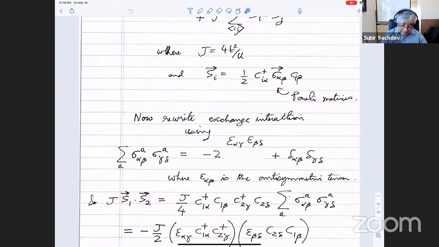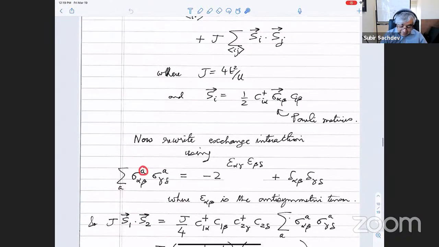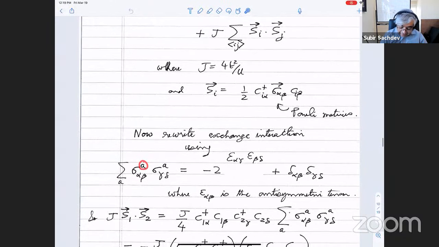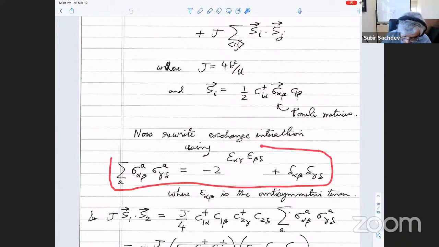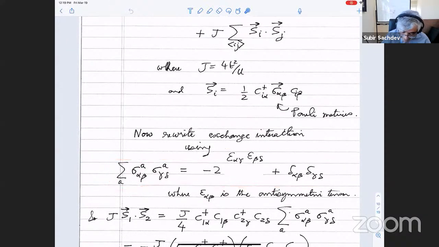Okay, and I have to sum over all directions, the sigma x, the sigma y, and the sigma z. Here we use an identity which you can check for yourself. So this is exactly true. This identity here is -2 epsilon alpha gamma epsilon beta delta.